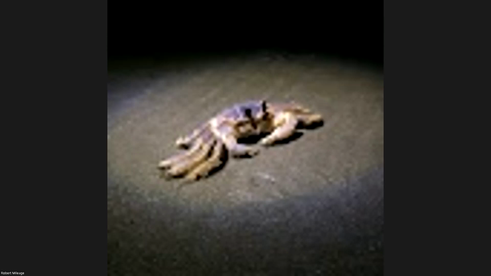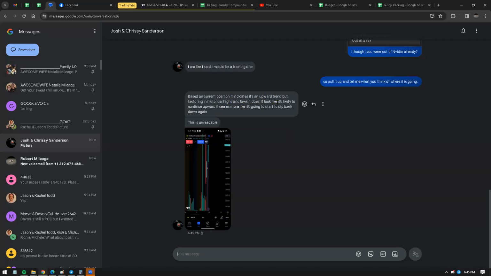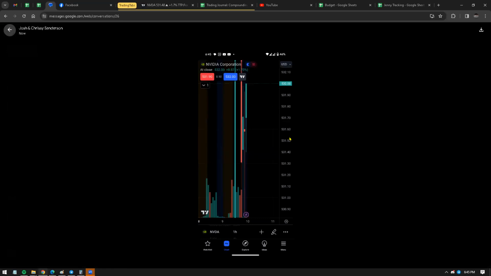All right, I 100% agree with you. I haven't seen all this yet. Hold on. Based on your position, it indicates it's an upward trend, but factoring historical highs and lows, it doesn't look like it's likely to continue upward. It seems like it's going to start dipping again. This is unreadable. You're right. That is completely 100% unreadable, which is completely and totally fine.